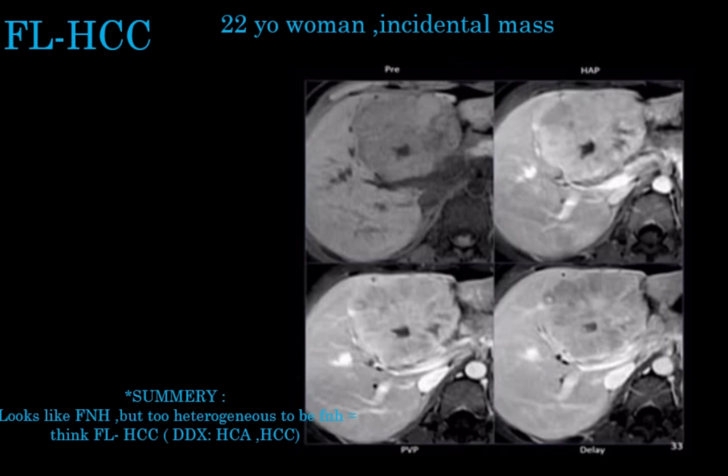So if you see calcifications in a mass that otherwise looks like FNH, think fibrolamellar carcinoma. Then biopsy is definitely indicated. If there is no calcification, you have to follow it up for a few weeks or months. If it's increasing in size, think fibrolamellar carcinoma. Got it?